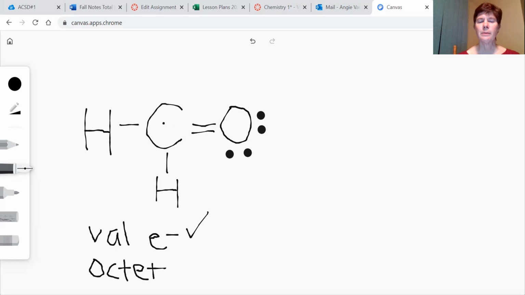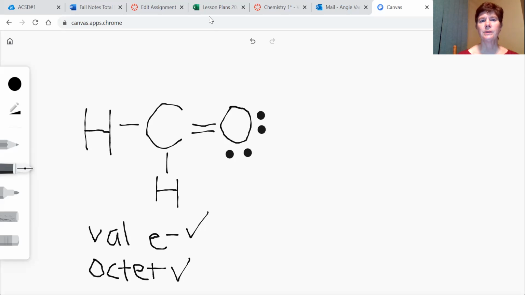So that's good in terms of its octet. Now let's check the carbon. Carbon needs a full 8 electrons. So we have 2 from this bond, 4, 6, and then 8. So carbon is good as far as its octet. The oxygen now also needs 8. So 2, 4, 6, and 8. So the octets are good here. That means that this is a viable Lewis structure.